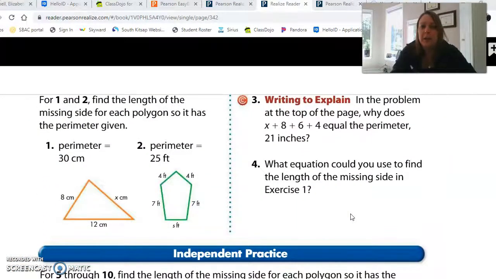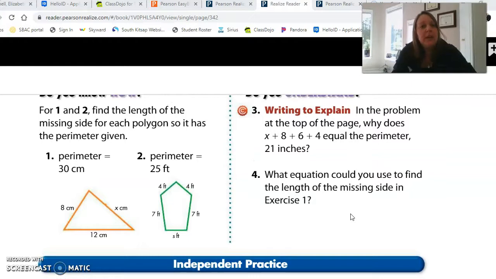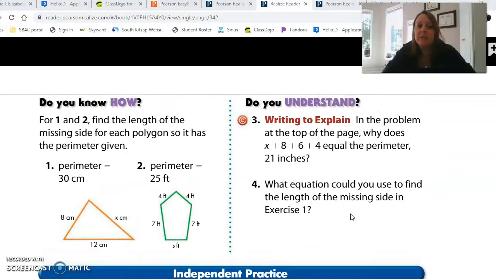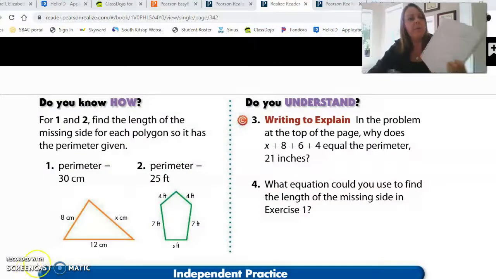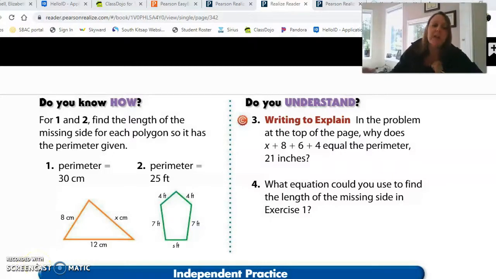All right, so down to our guided practice, numbers 1 and 2, it says find the length of the missing side for each polygon. So it has the perimeter given. Now, if the perimeter is 30 centimeters, I have to figure out, and what I like to do is keep my paper nice and neat. So I write, okay, the perimeter is 30 centimeters, so that way I don't forget, especially since we're using the online book in case something happens. So now I'm going to think about the shape. It is a triangle, so it has 3 sides.